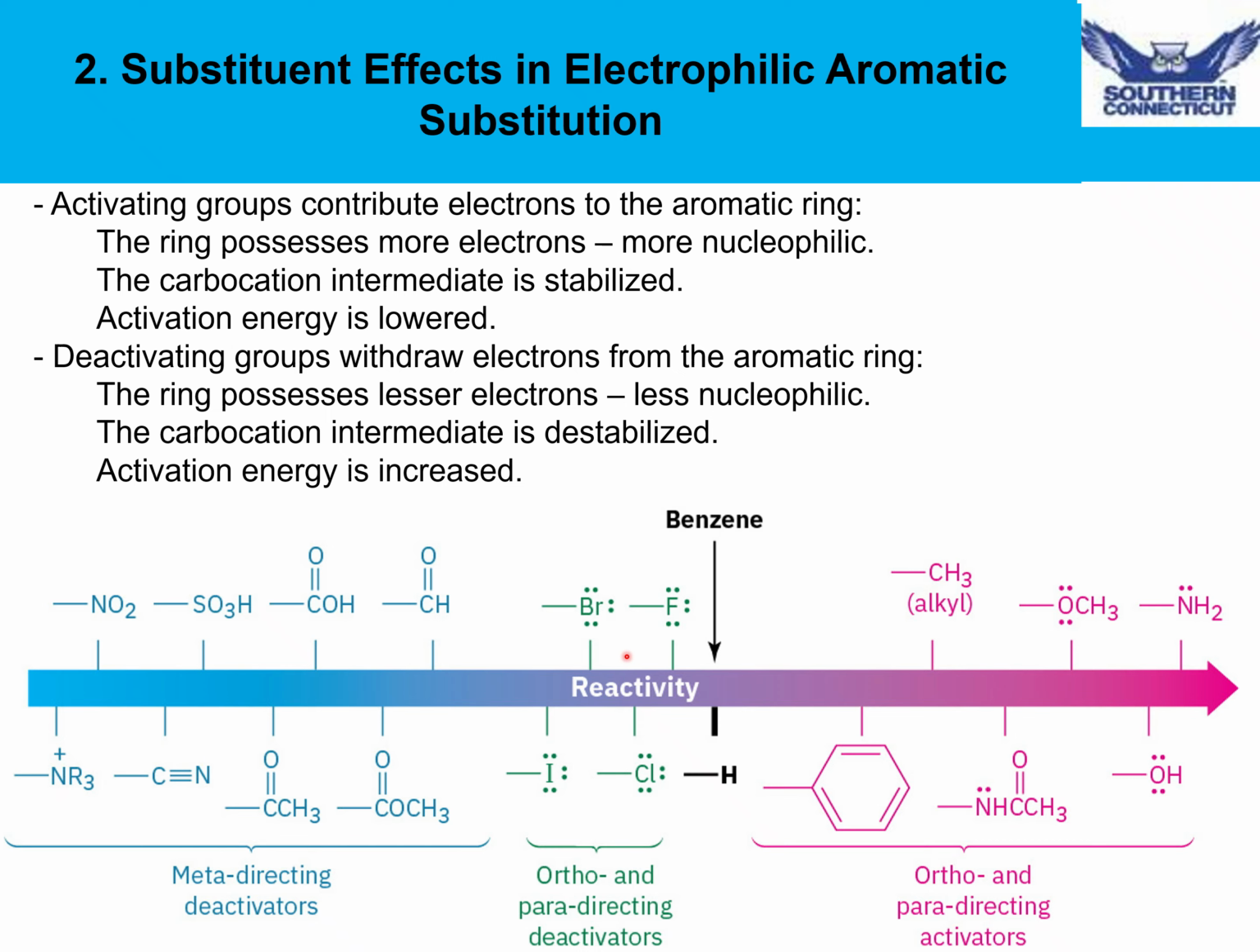Halogens in general will deactivate the aromatic ring. Carbonyl functional groups or other highly electron withdrawing groups will deactivate the ring as well. So the reactivity goes in this direction, where these are the functional groups that make the ring even more reactive, and these will make it less reactive.